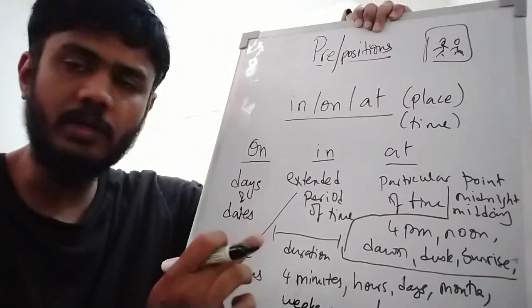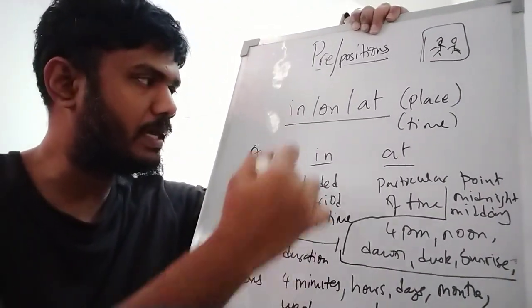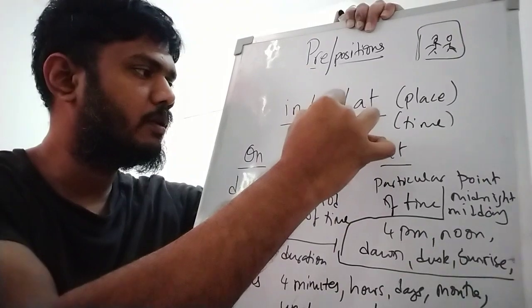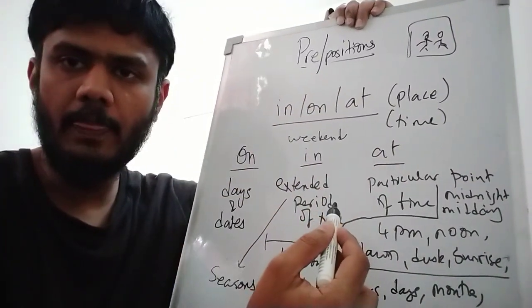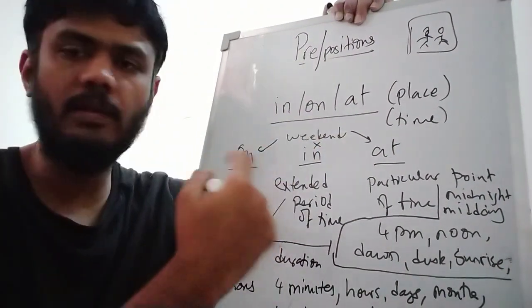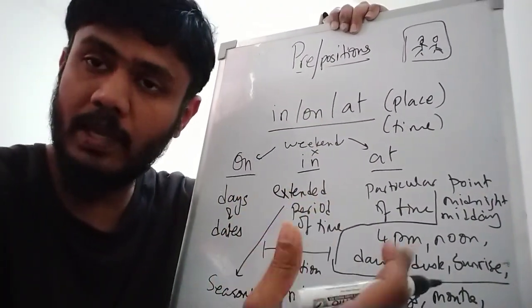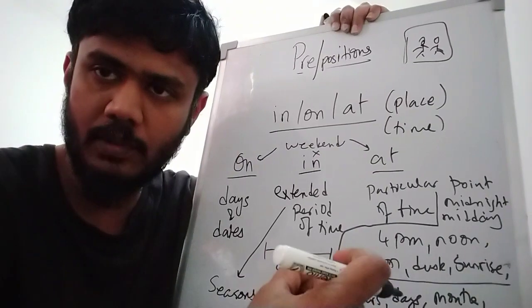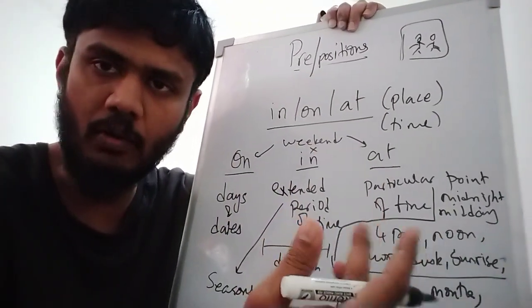One thing that you should not use in with is weekends. Okay, weekends. You don't say in the weekend. You can't say in the weekend. It's either at the weekend or on the weekend. They're both right. So on the weekend we like to do our homework, or at the weekend we like to do our homework.